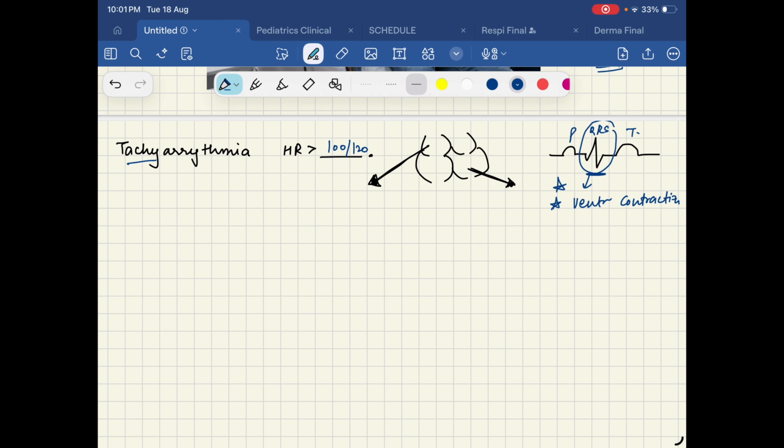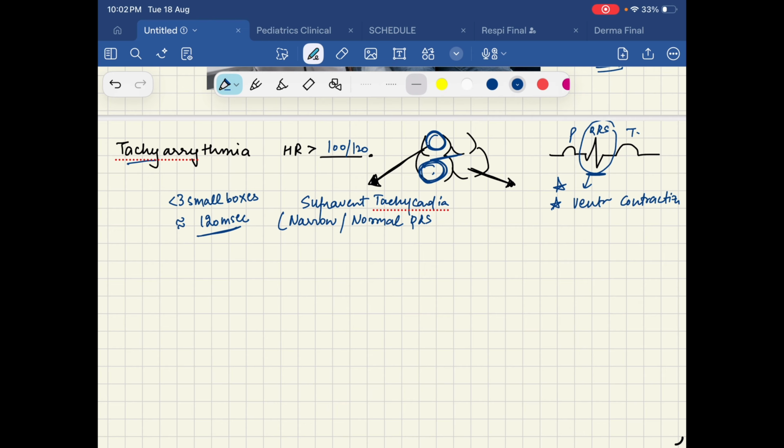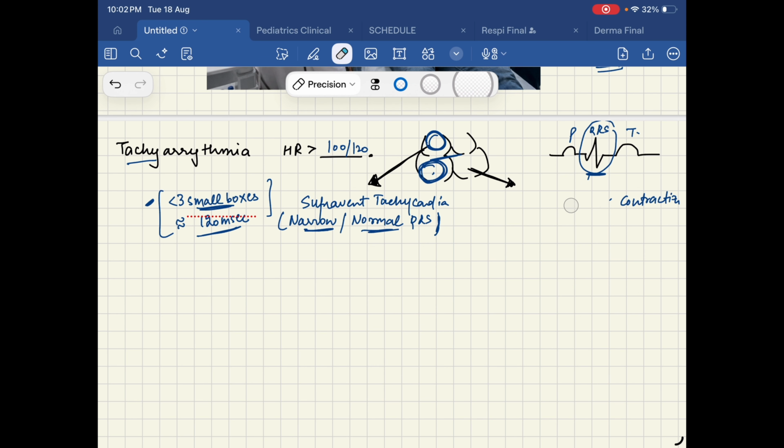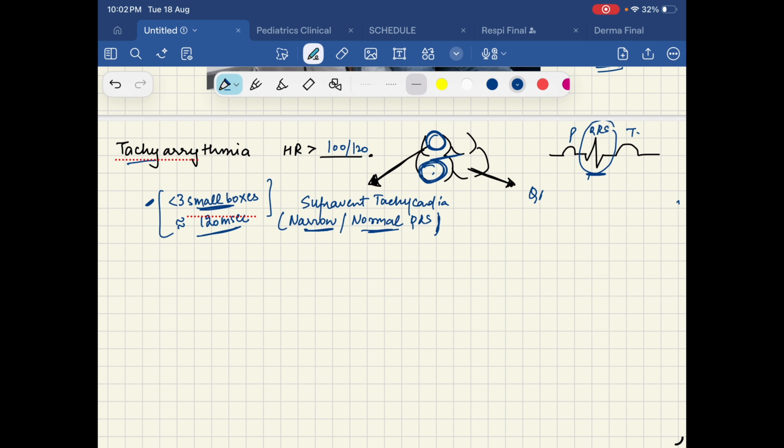A normal QRS is less than 3 small boxes on an ECG, that is around 120 milliseconds. So if you have a QRS complex in this range, it is labeled as narrow or normal. This tells us that our ventricles are perfectly fine. There is something above the ventricles that is causing the problem. Now when you see on the ECG that there is some problem with the QRS and the QRS is wide, you have to label it as ventricular tachycardia.